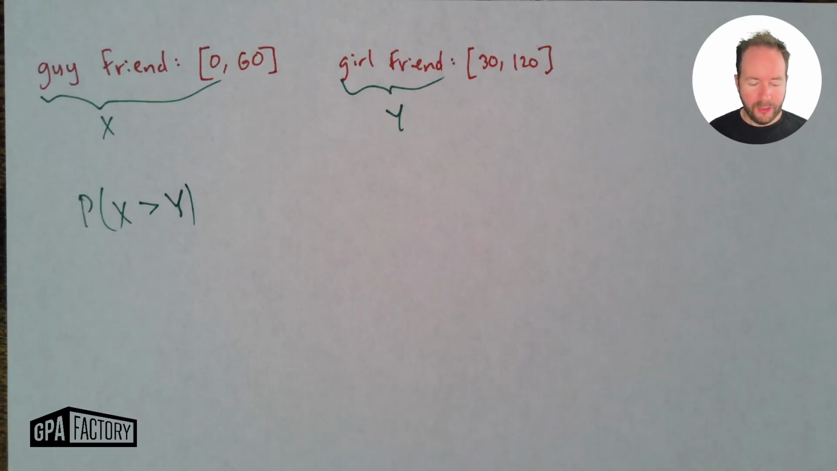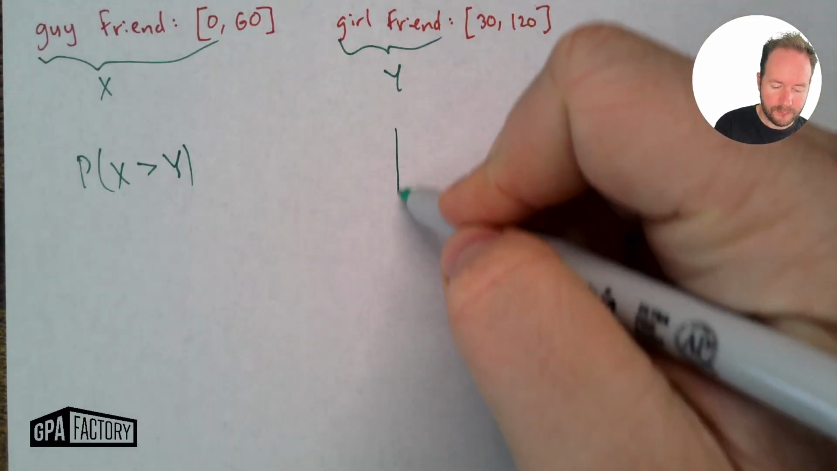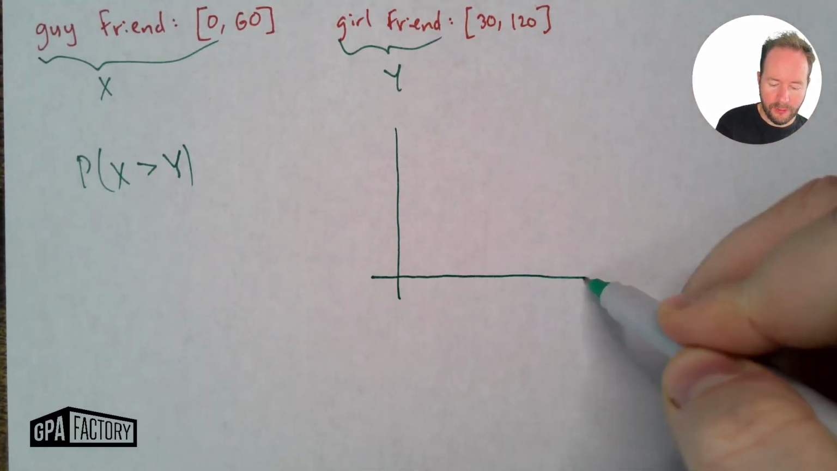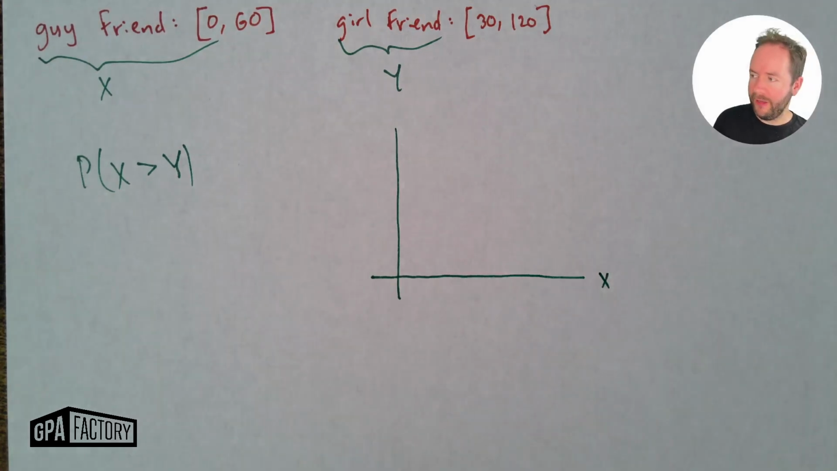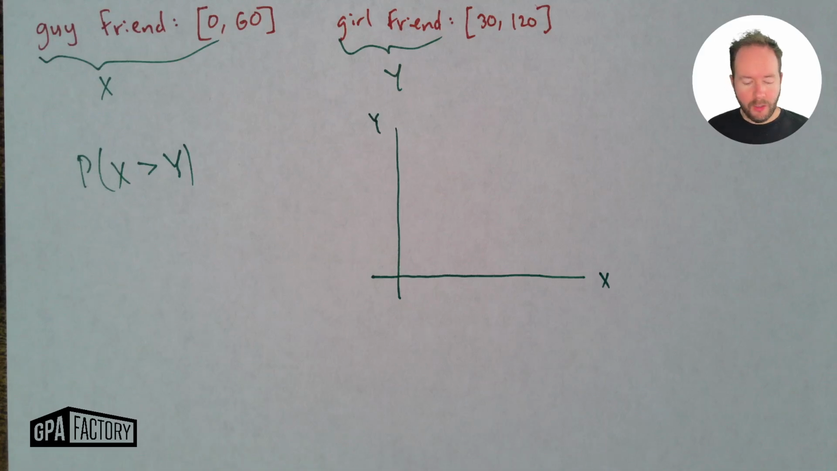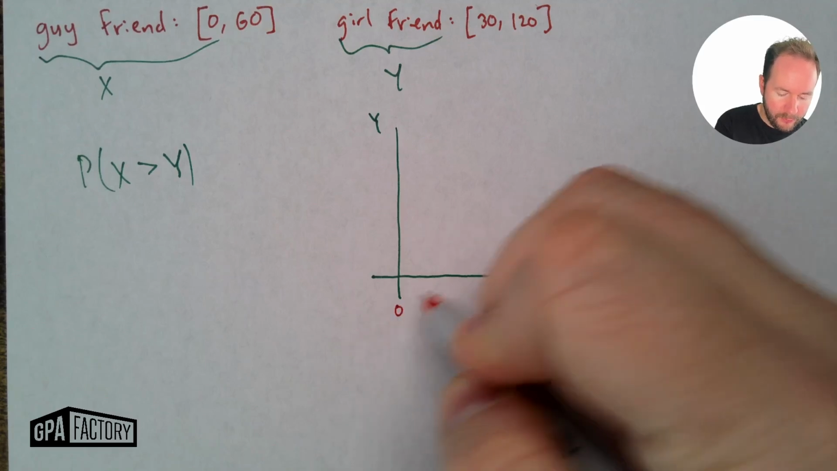And here's what I'm going to do. Anytime you're asked to find the probability that one of these two uniform random variables is larger or smaller, or maybe sum to some number or whatever, you want to draw a graph of two distributions all plotted up together on one graph. Here's what I mean. We're going to put the guy here on the x-axis, and we'll put girl on the y-axis. That makes sense. The guy friend's phone call ranges from 0 to 60.